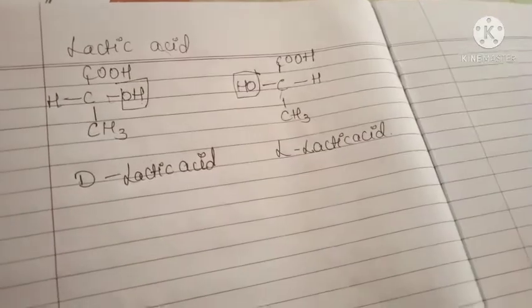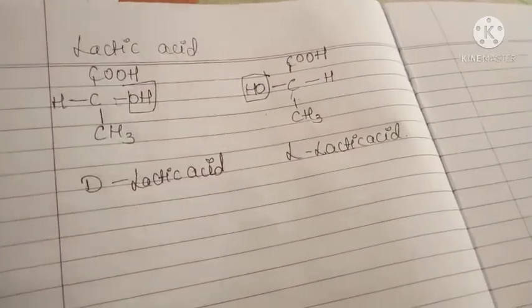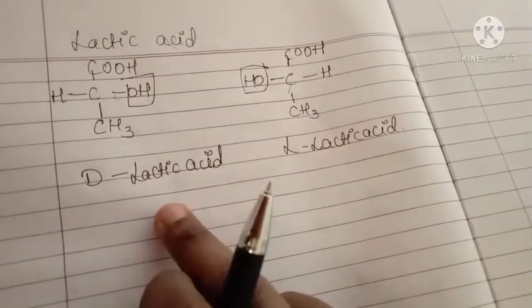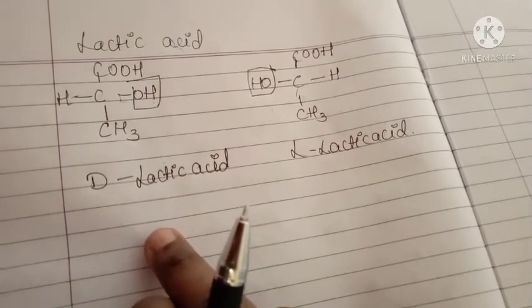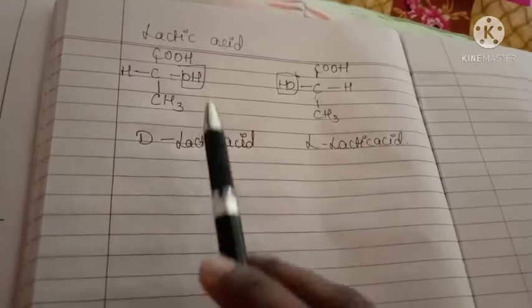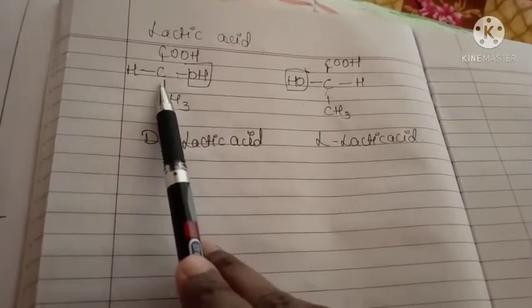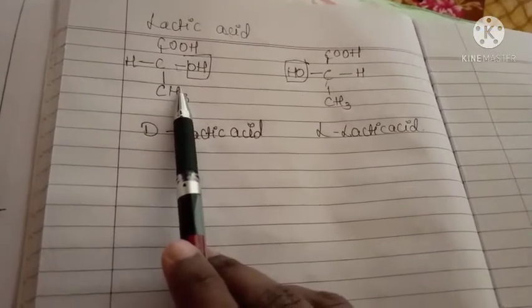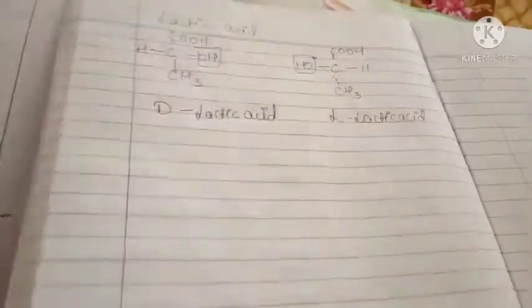I hope you understood how to find this when they are giving compounds like this. Okay, this is how to know about the D and L configuration. Next, here there is only one asymmetric carbon atom, but when several asymmetric carbon atoms are present, how to detect the D and L configuration, we have to know about that.